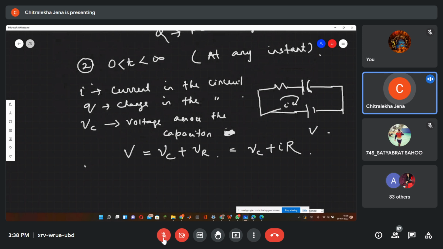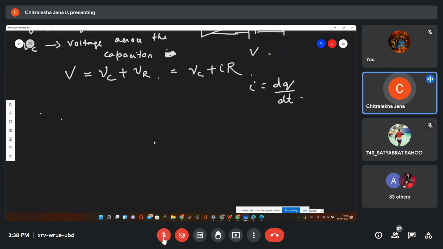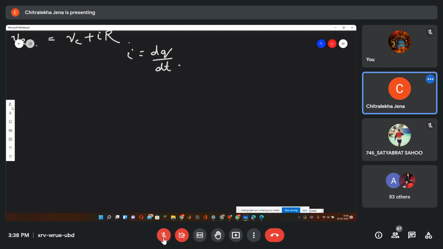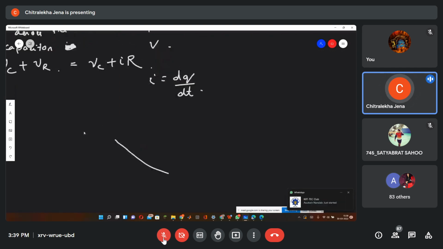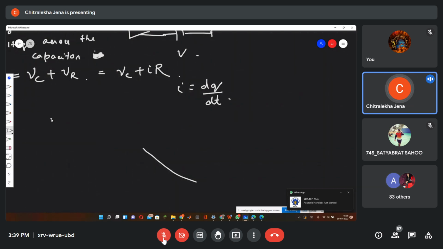So now V will be equal to how much? What is my current? I is equal to how much? Rate of flow of charge is known as current. So now q is equal to how much? You know that q is equal to C into VC. What will be the charge in the capacitor? It will be equal to C into VC, right? Got it?